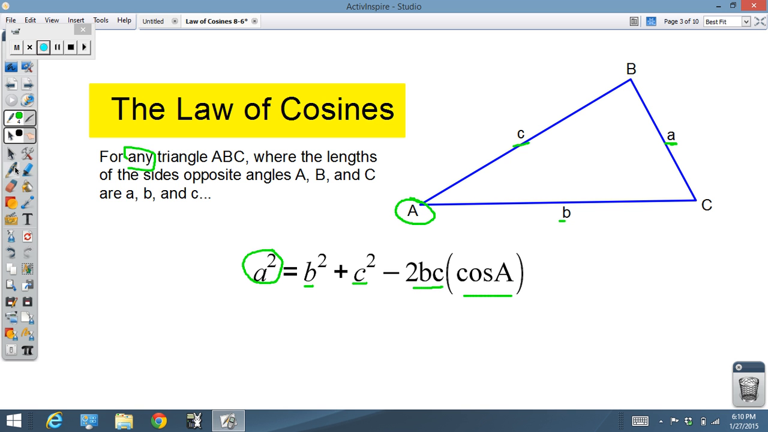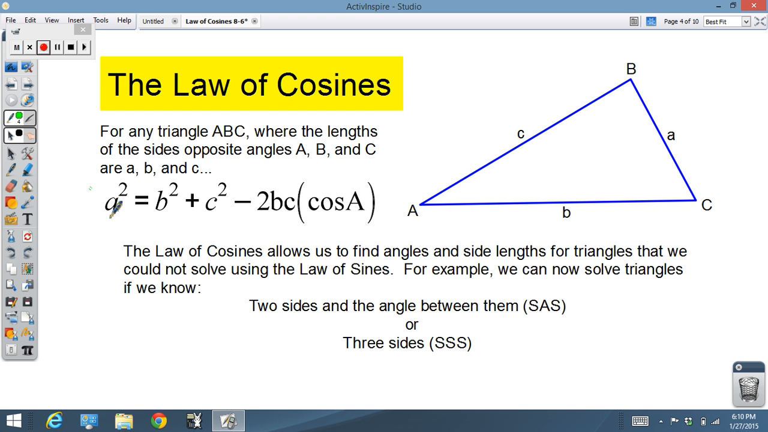So once again, it's the pattern that's important here. We have a squared on one side of the equal sign, and it's the cosine of A that goes in the parentheses on the other side, while we have all b's and c's over here. Alright? So, for any triangle, the law of cosines looks like this.